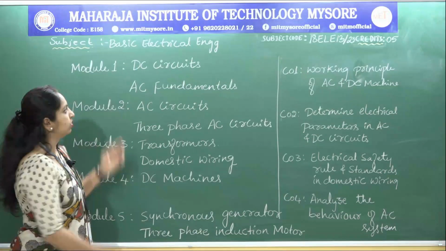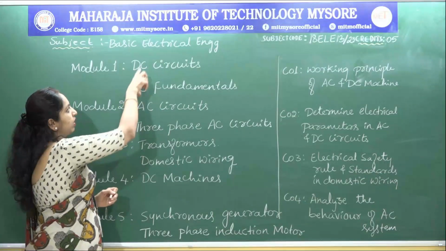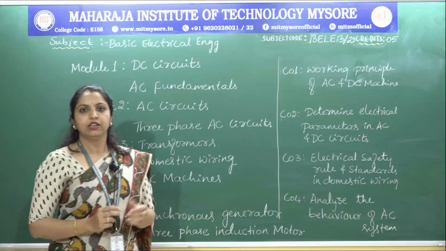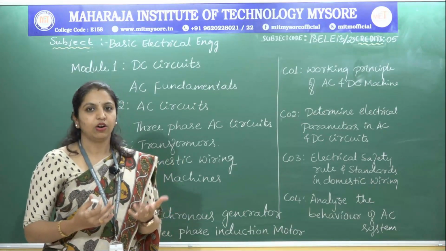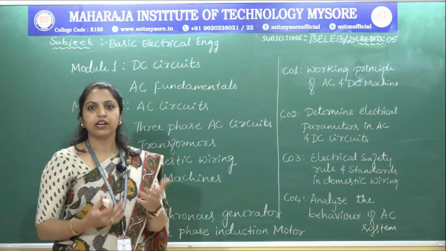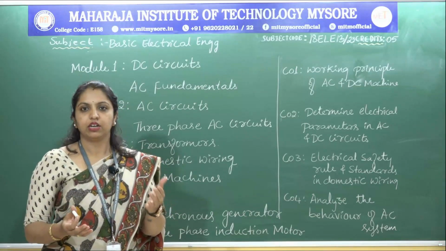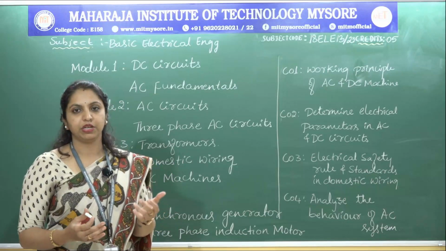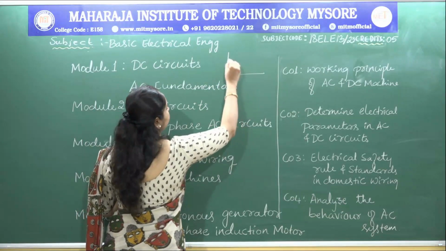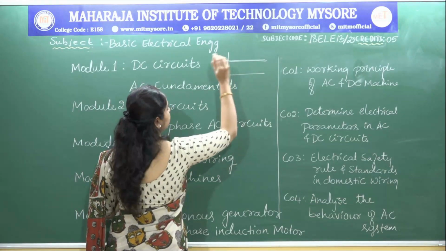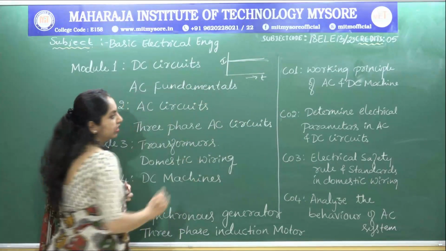In module 1, you have DC circuits and AC fundamentals. In module 1, you have two concepts, DC and AC. What is this DC and AC? DC and AC stand for direct current and alternating current. What is direct current? Direct current means the current flows always in one direction, and the magnitude of the current remains constant with respect to time. This is nothing but DC current.